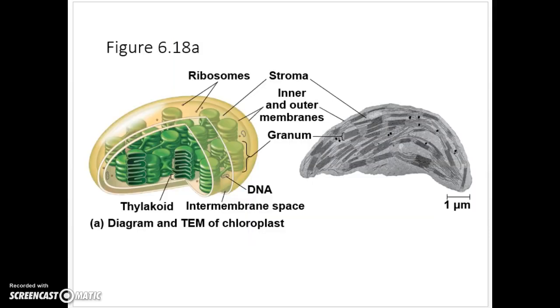Okay, and this picture is just showing the structure of a chloroplast. When we look at photosynthesis, we're going to look a lot more closely at both this and then cellular respiration. We'll be looking at the mitochondria. So we'll go into a lot of detail at that point on the structure of these two organelles.